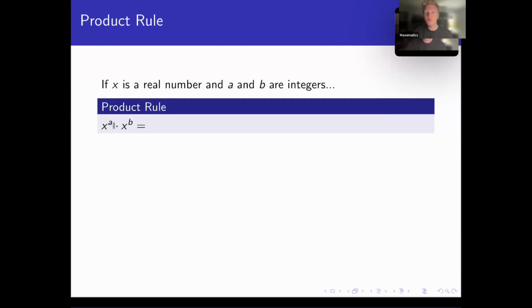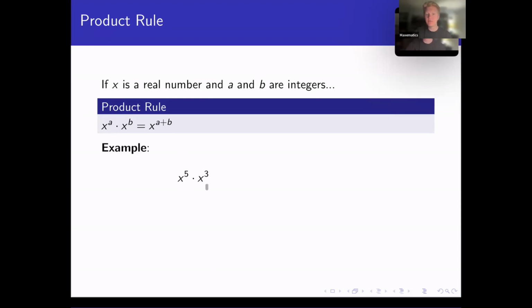Okay, so introducing some more rules, we have the product rule. If we have two exponential terms being multiplied together, x to the a times x to the b, we can simplify this as x to the a plus b. So two things with the same base multiplied together, we can add their exponents. And here's a little proof why.